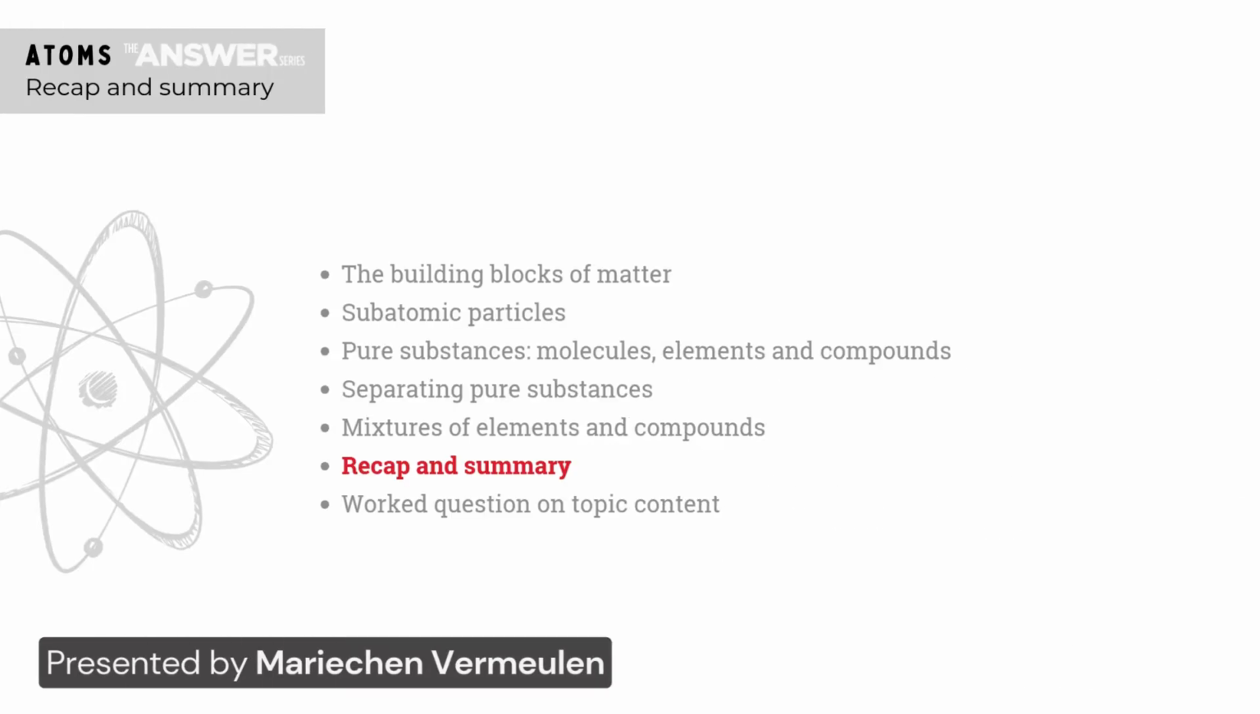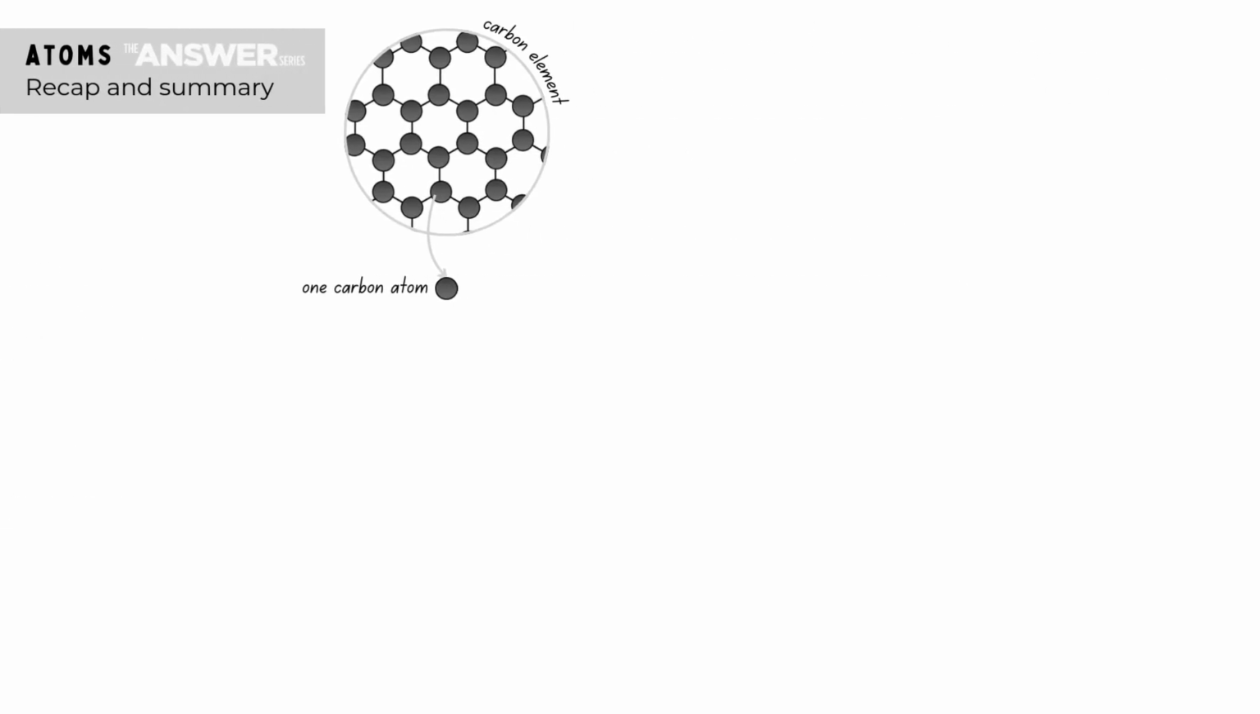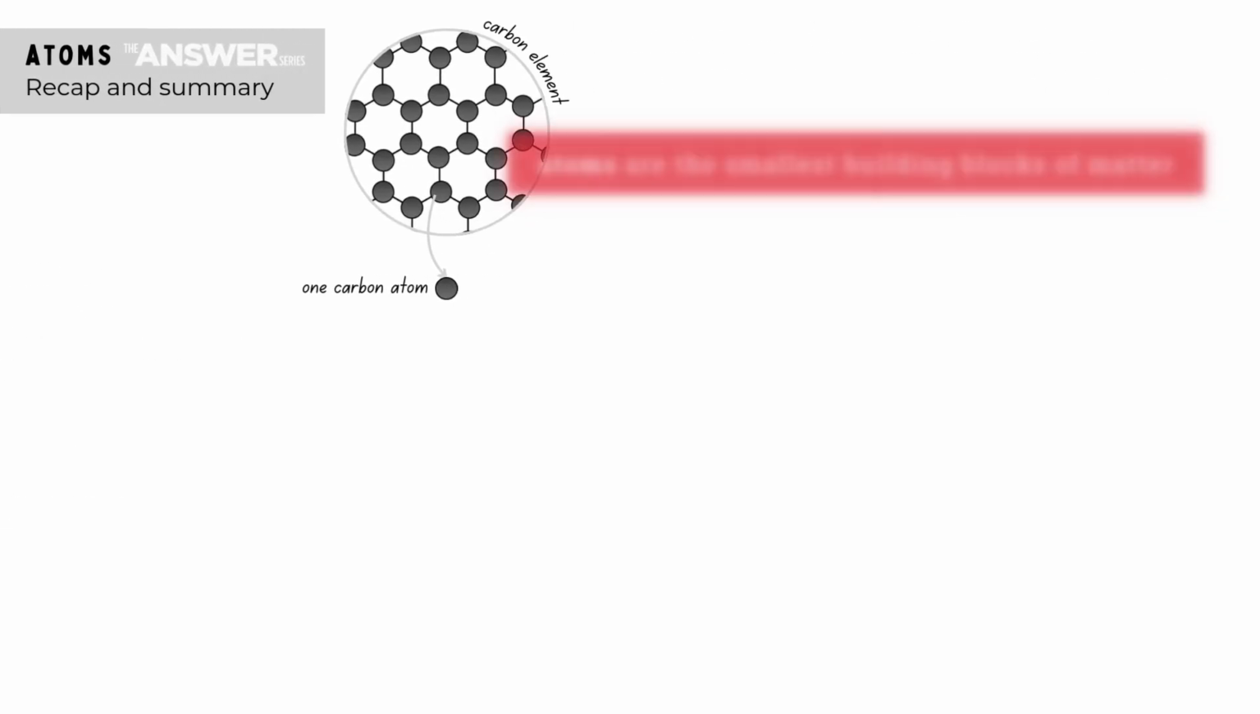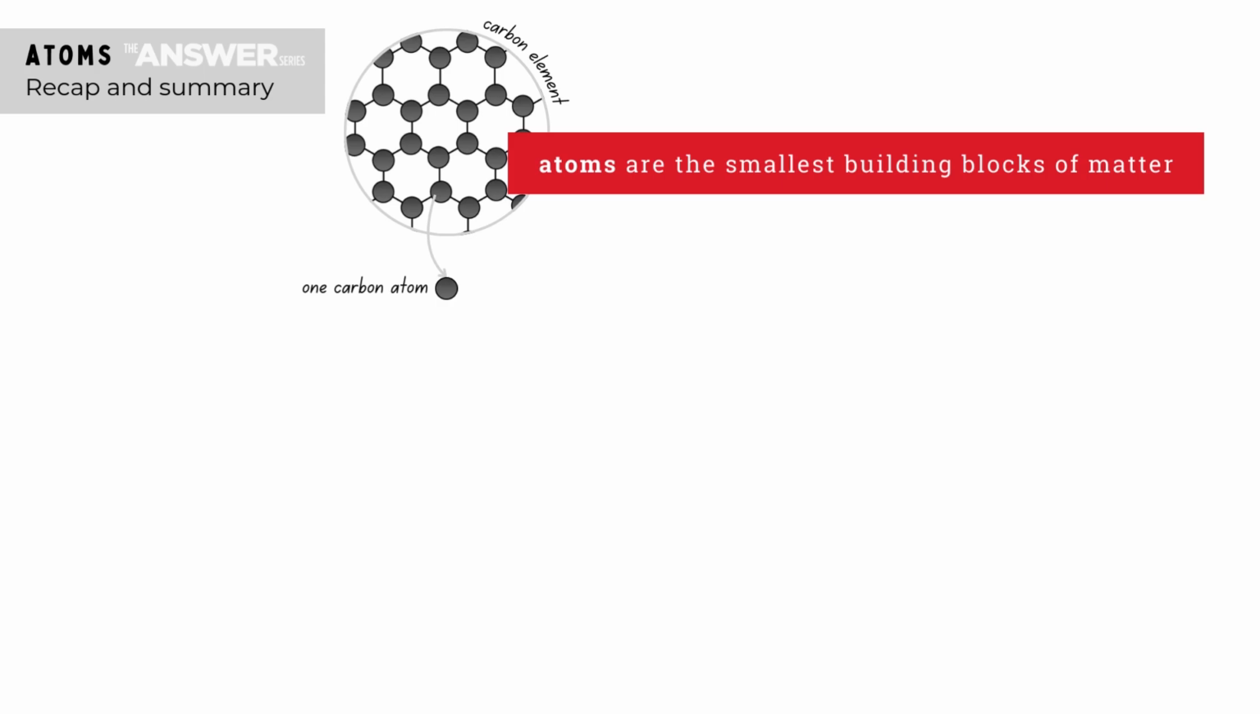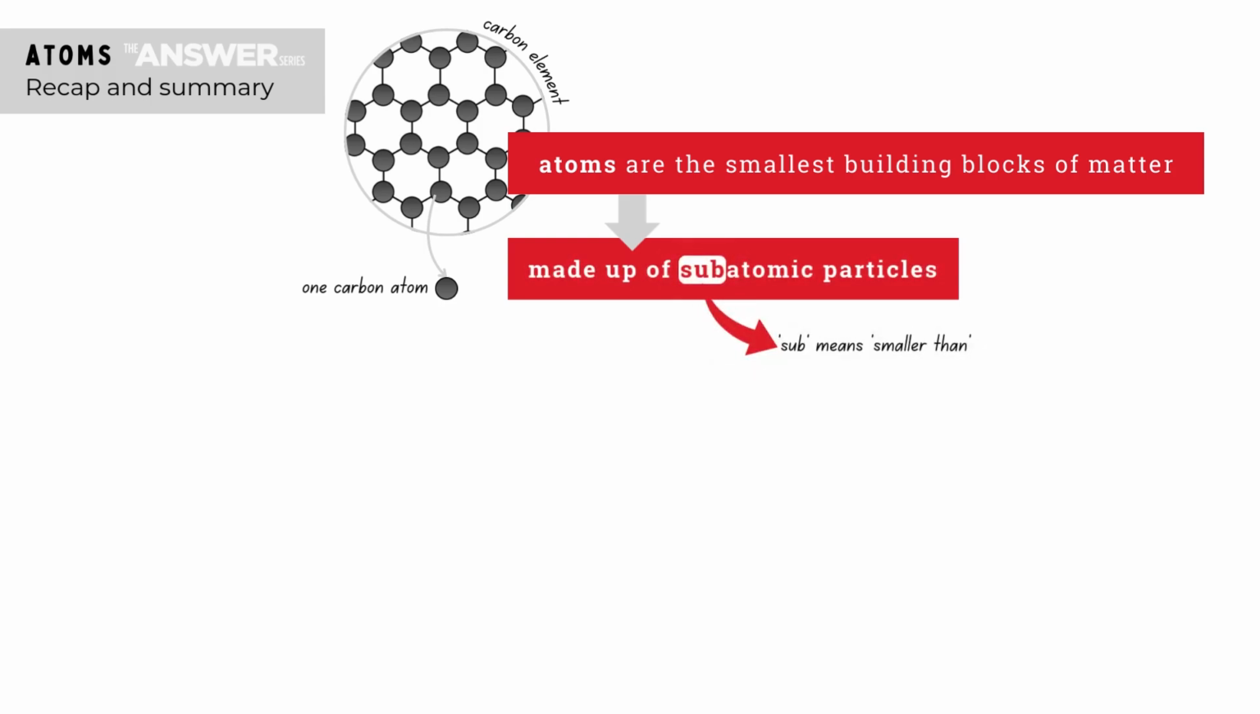In this video, we will briefly revise the important concepts that we've covered in this whole topic. So we started off by learning that everything is made up of atoms. Atoms are the small building blocks of matter that are themselves also made up of subatomic particles. The three subatomic particles occur in a specific area inside an atom and they have a specific electrical charge.